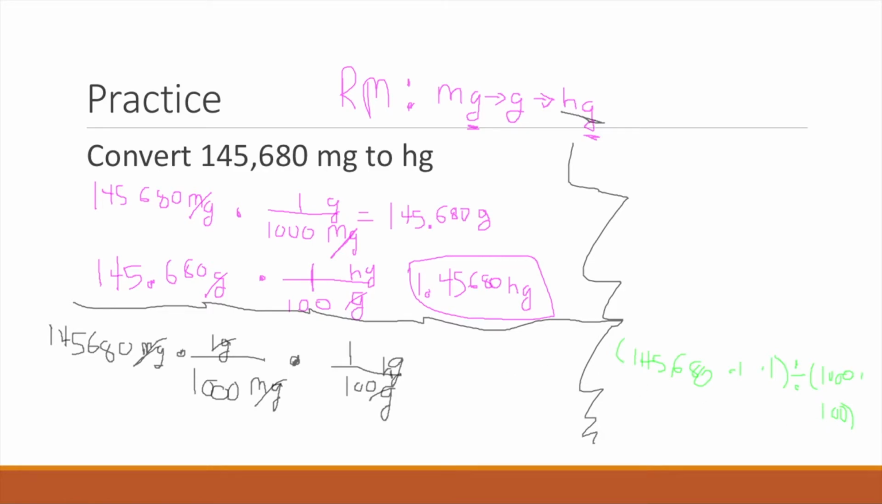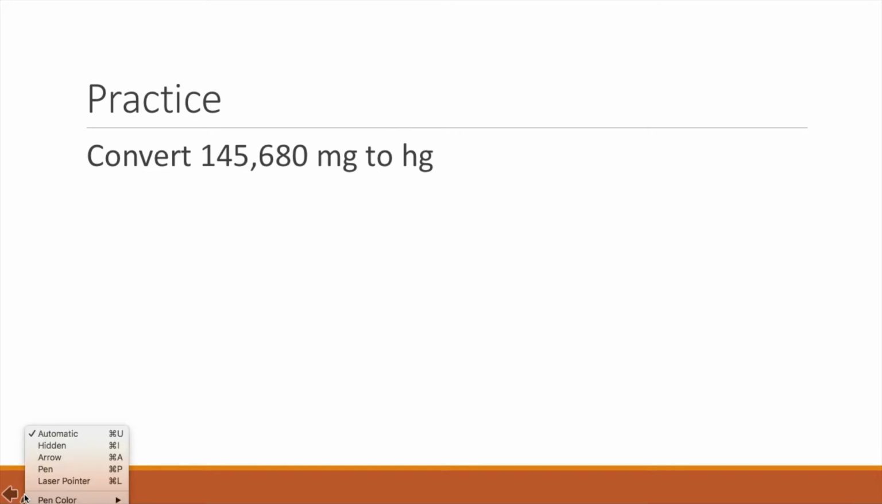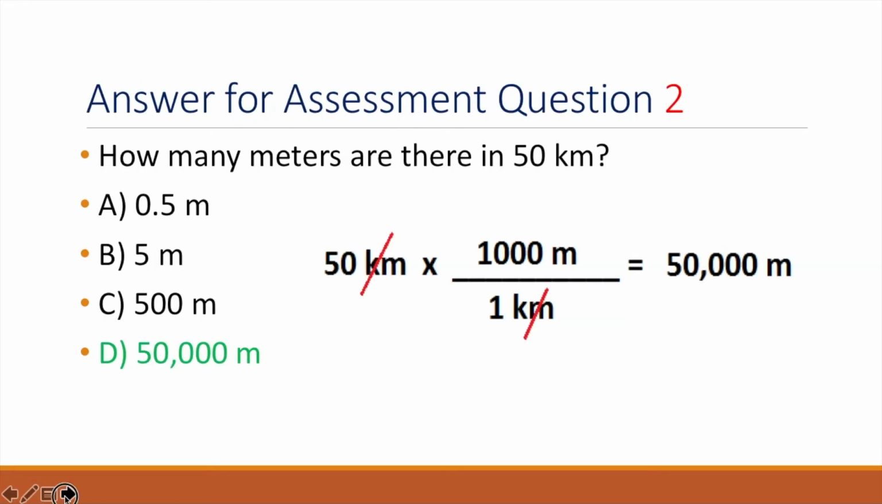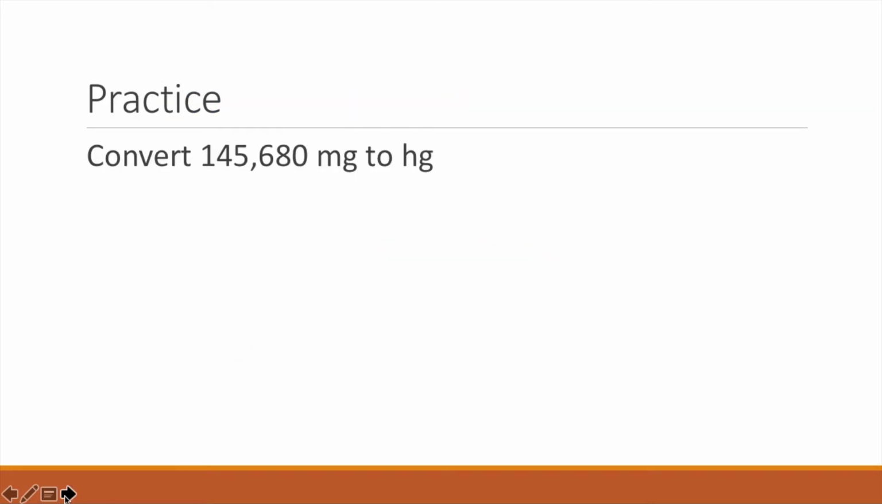When you add that information to your calculator, excuse me, I erased it. When you add that information to your calculator, you would still get 1.45680. Going on to the next problem.